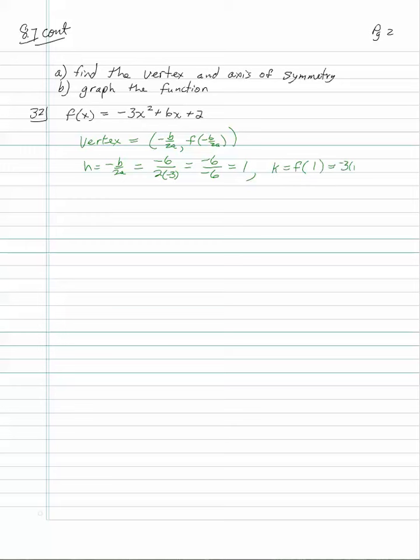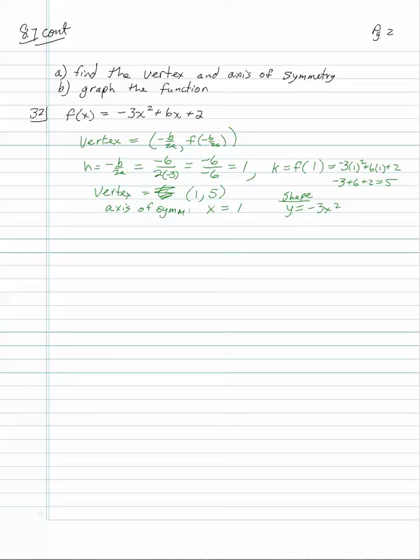So negative 3 times 1 squared plus 6 times 1 plus 2. So that's negative 3 plus 6 plus 2, which is 5. So my vertex is (1, 5). The axis of symmetry goes through the x-coordinate, x equals 1. Now I'm going to graph it. For the way I graph, the shape is y equals negative 3x squared.